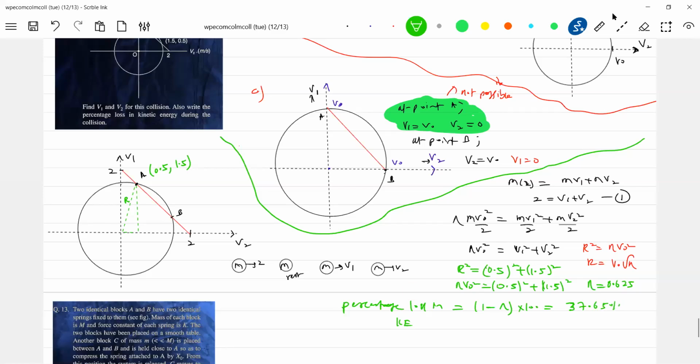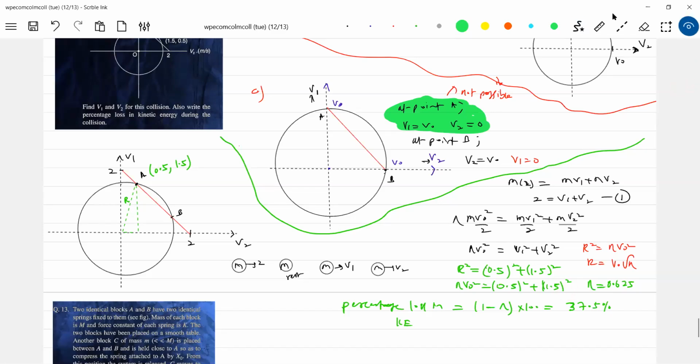Then, but he is asking V1, V2. What can be the velocity of colliding particles after impact? Initial velocity is how much? 7.5, sir. That is 7.5, no? 62.5. Yeah. 62.5. Okay, 25 will not come.